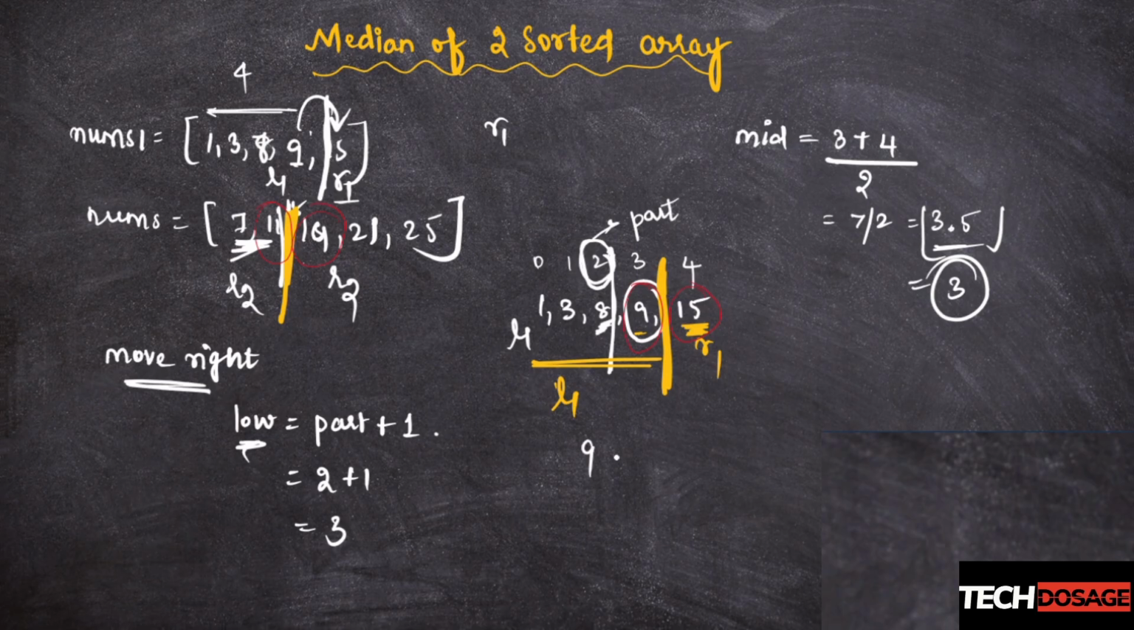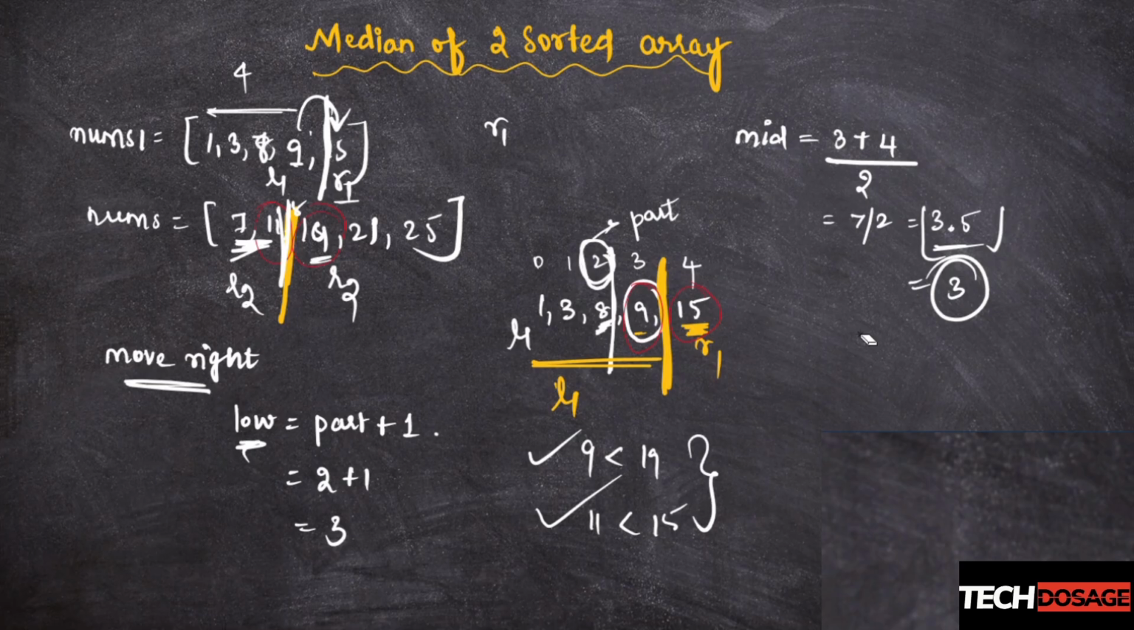So L1, 9, has to be less than R2. What is R2? R2 is 19. Okay, this condition is satisfied. Next, what is L2? L2 is 11. 11 is less than R1. R1 is 15. Now, this condition is also satisfied. Okay. So both the conditions are satisfied.